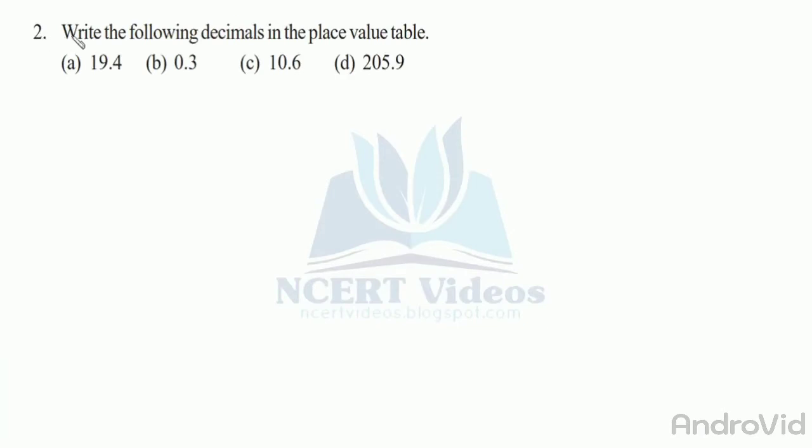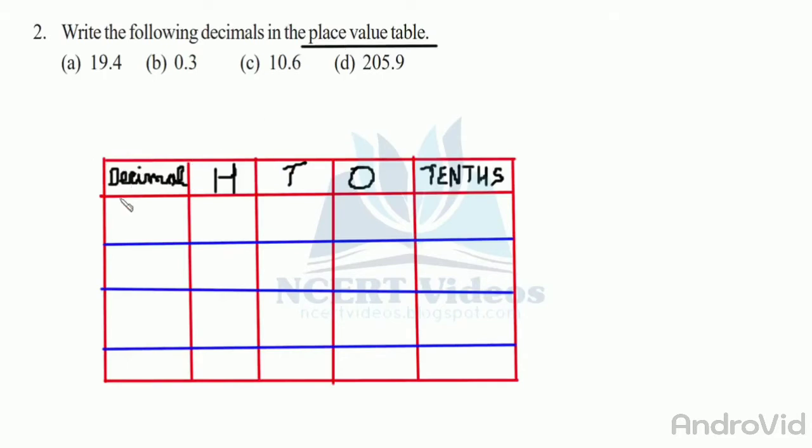Question 2. Write the following decimals in the place value table. So we have to represent all of them in the given table. We'll make a place value table. This is a place value table depicting various places. That is ones, tens, hundreds, followed with tenths on the right hand side of the point. So we have different values. We'll start writing from the tens.